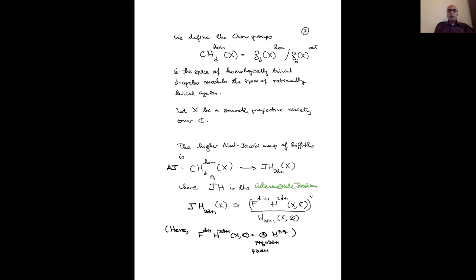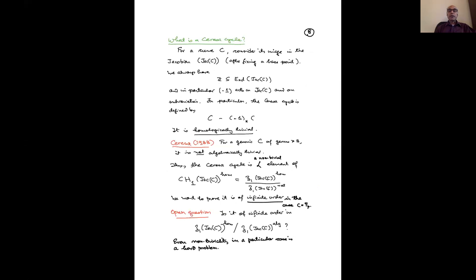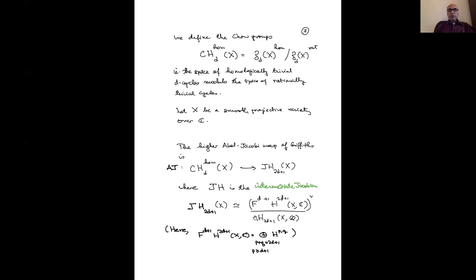Okay, so I have a map from D-cycles, which are homologically trivial, into this object, which is a torus, called the intermediate Jacobian. It is not necessarily an abelian variety. Nevertheless, it's of great importance to study this. So whatever cycles these are, we're going to use this Abel-Jacobi map to study them.